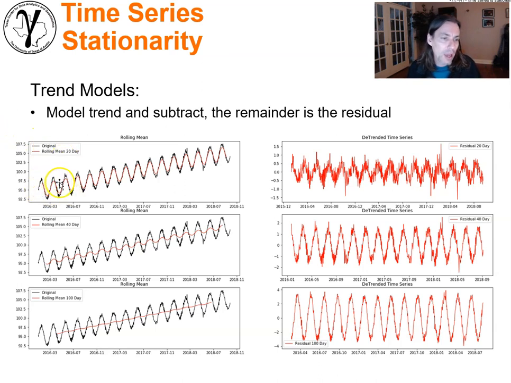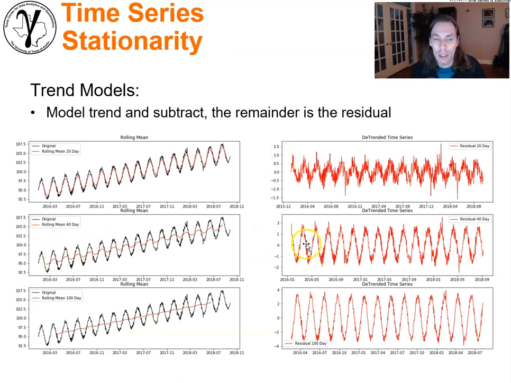So in the first case, we had only a 20-day moving window, so it's still quite a bit of detail in that trend. And when we remove it and work with the residuals, we still have these little cycles. They have very low magnitude, and that would be detrended. It's simply taking the black line at every time, the original data, and subtracting the red line, which is the rolling mean 20-day trend model, and we get a residual to work with, and that's the residual right there, the 20-day residual. This is the 40-day model right here.